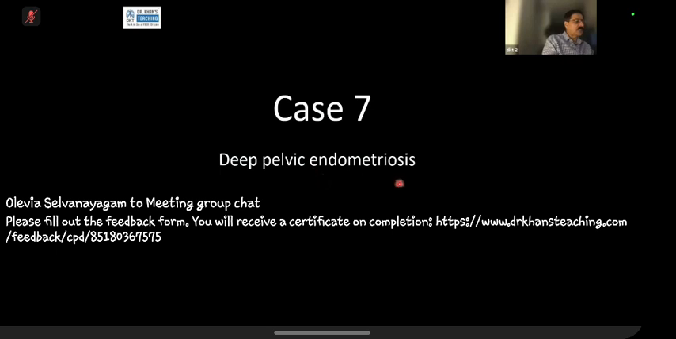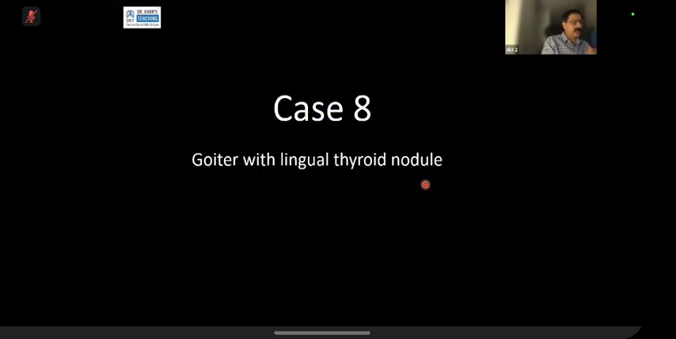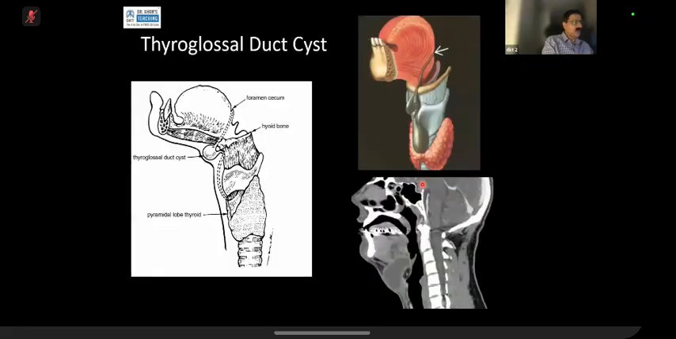This was the last case, deep pelvic endometriosis. This is case state, goiter with lingual thyroid nodule. Now, the concept about the thyroid gland is that embryologically speaking, the thyroid gland actually develops from the floor of the tongue, and there is a duct there which takes it all the way to where it ultimately sits.